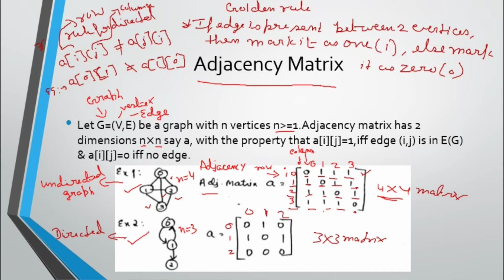If there is a path, that is 0 to 0 you won't have a path, so it's 0. But 0 to 1 you have a path, you can observe here. 0 to 2 you won't have a direct path, so that is why 0. Similarly 1 to 0 you have a path, you can see here 1 to 0 is a path.